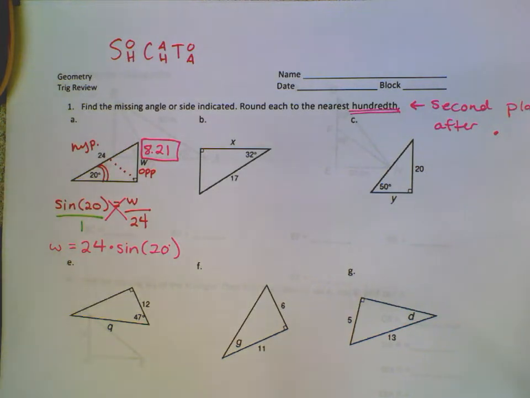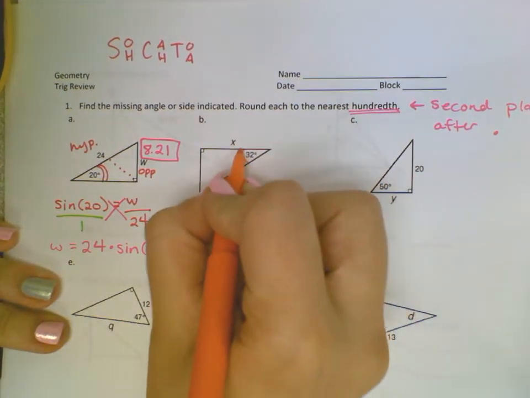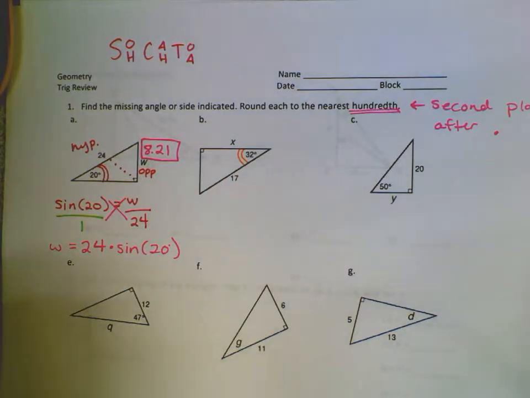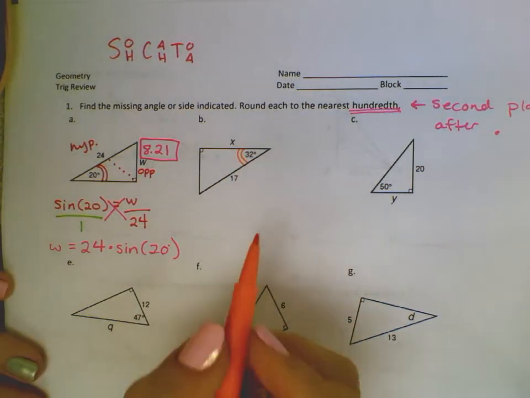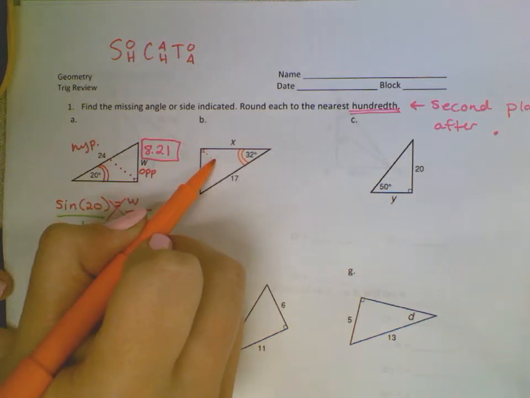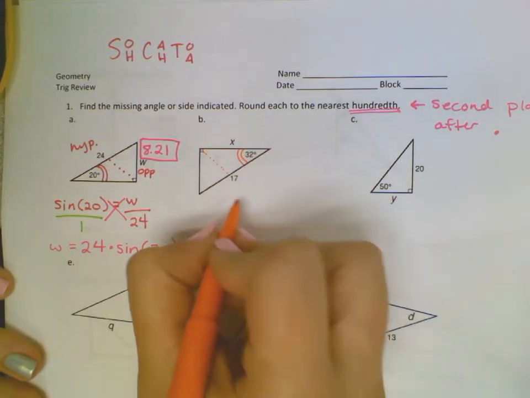Now let's look at B. For B, we are shown this angle right here. And again, I'm always going to start with my hypotenuse. Across from my right angle is my hypotenuse.